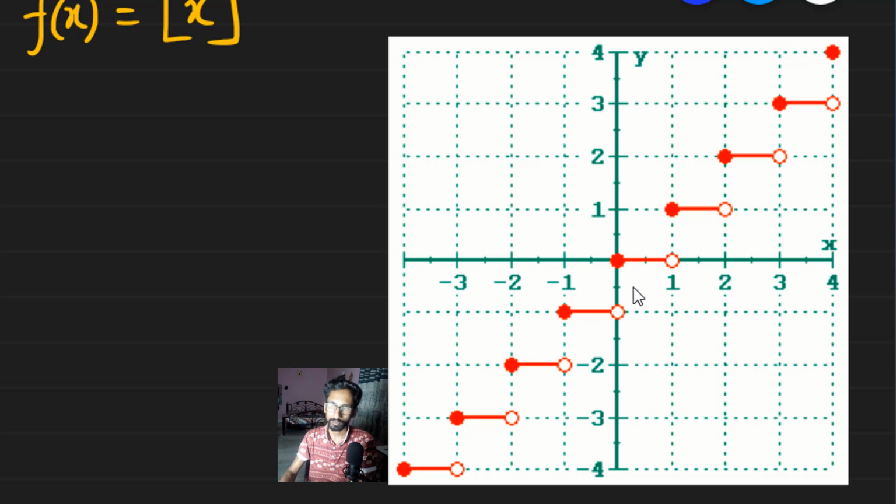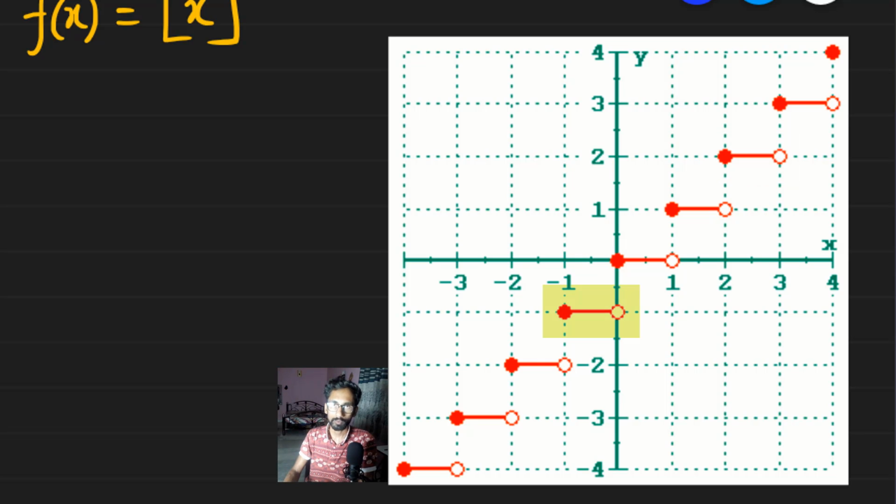That means for all the values of x lying in between 0 and 1, the value of the function is 0. If x is lying in between 1 and 2, the value of the function is 1. For the values of x lying in between 2 and 3, the value of the function is 2.